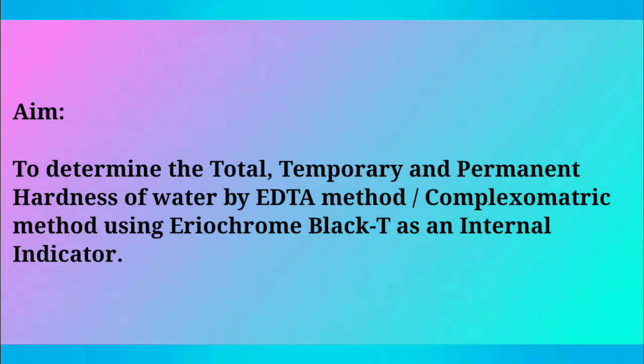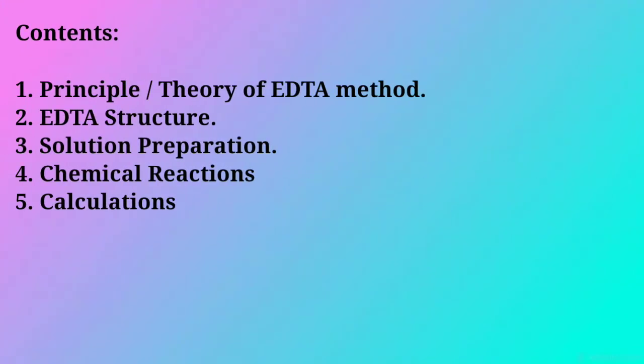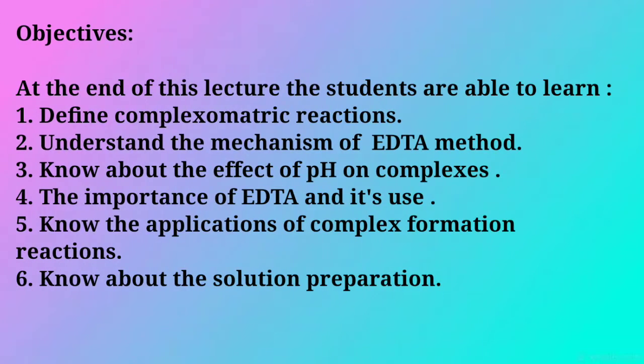Students, the main content of this lecture: the principle of EDTA method, EDTA structure, solution preparation, chemical reactions and calculation steps. The main objectives of this lecture are, at the end of this lecture, the students are able to define complexometric reactions, understand the mechanism of EDTA method, know about the effect of pH, importance of EDTA and its use, and know the applications and solution preparation.